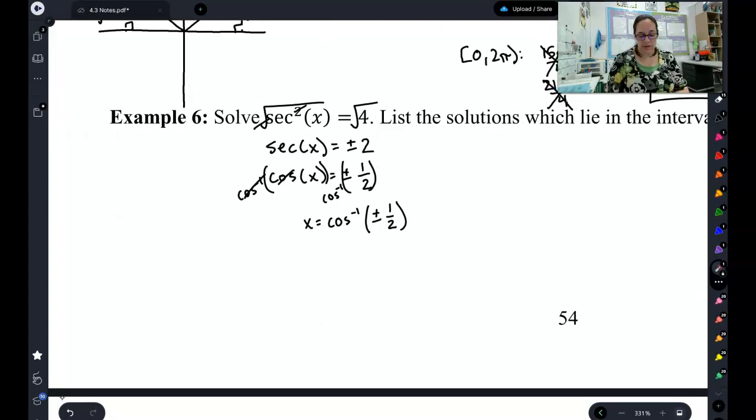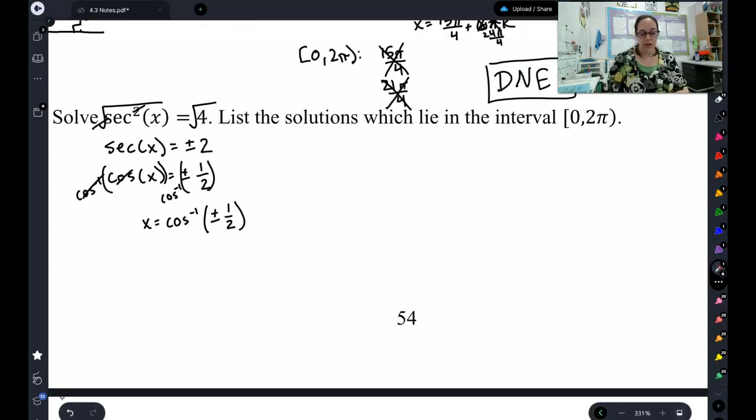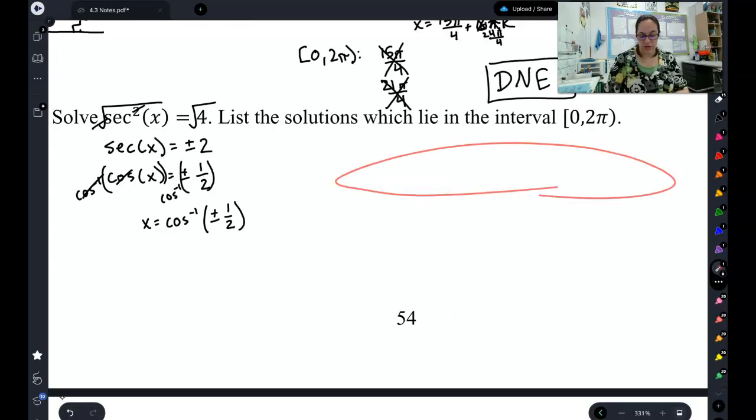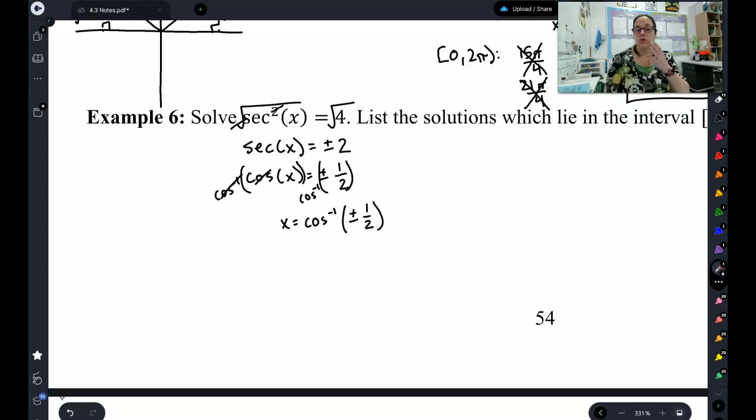So I want you to pause the video, find the triangles that have an x value of plus or minus 1/2. Hint, there's actually 4 triangles this time. Then you're going to list all the solutions that lie between 0 and 2 pi. So try that on your own and then come back to check your work.